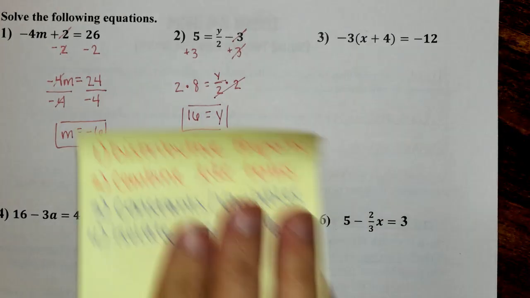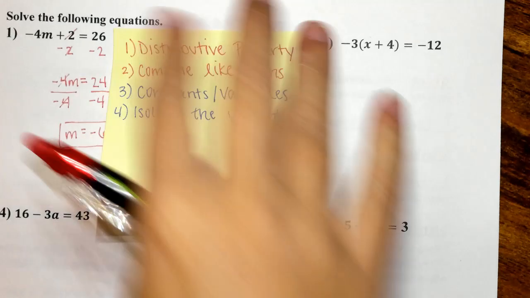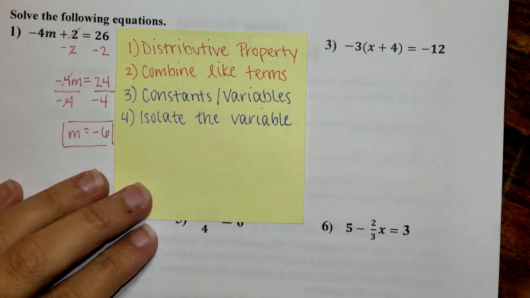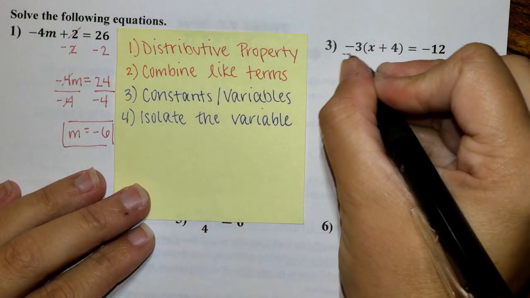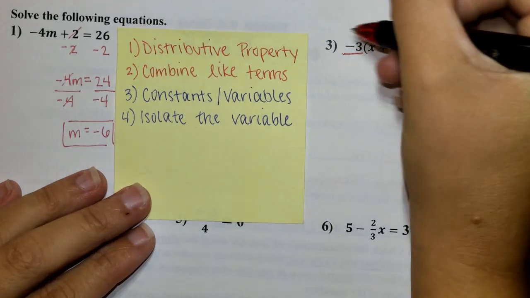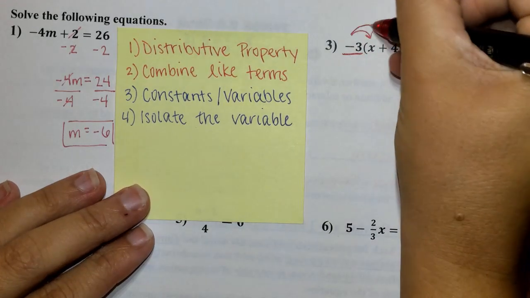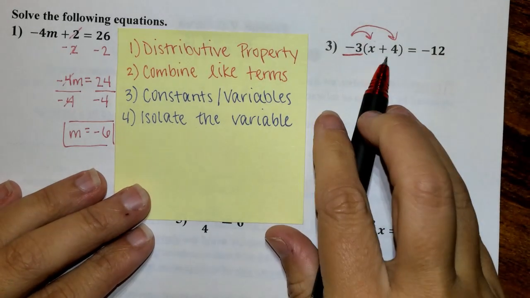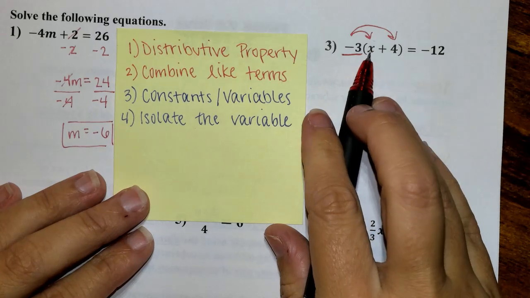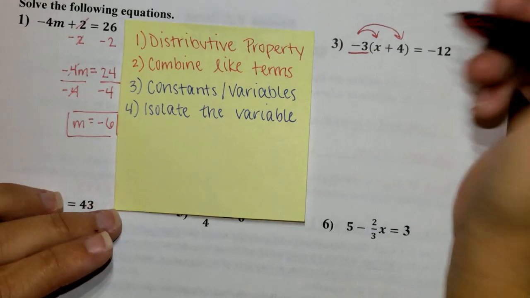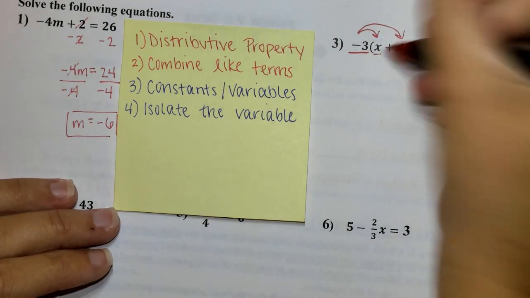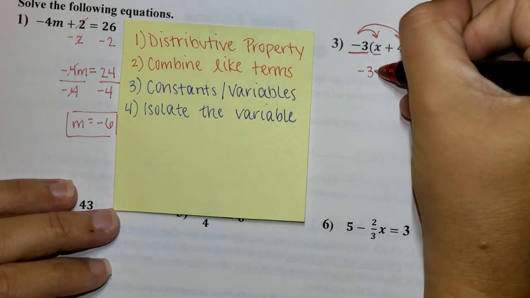Alright, number 3. Number 3 does have parentheses, so we do have to do step 1, the distributive property. Whatever is being multiplied by the parentheses, I distribute to everything inside the parentheses. And I do this because I cannot add together x plus 4 if I do not know what the value of x is. Alright, so starting here, negative 3 times x is just negative 3x.